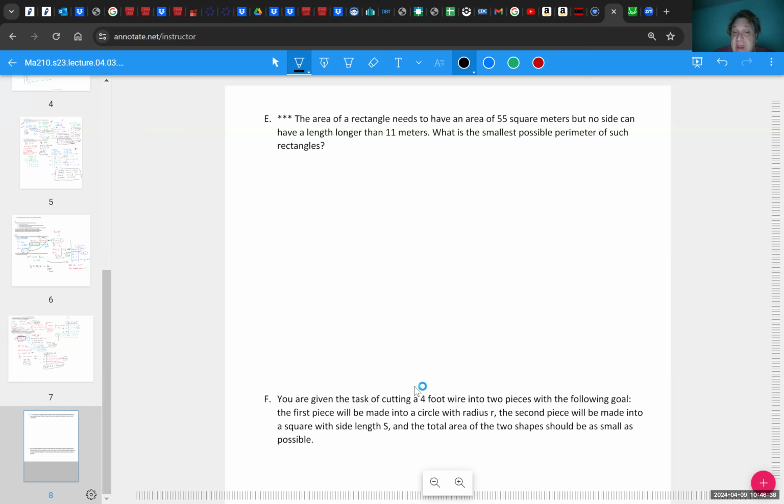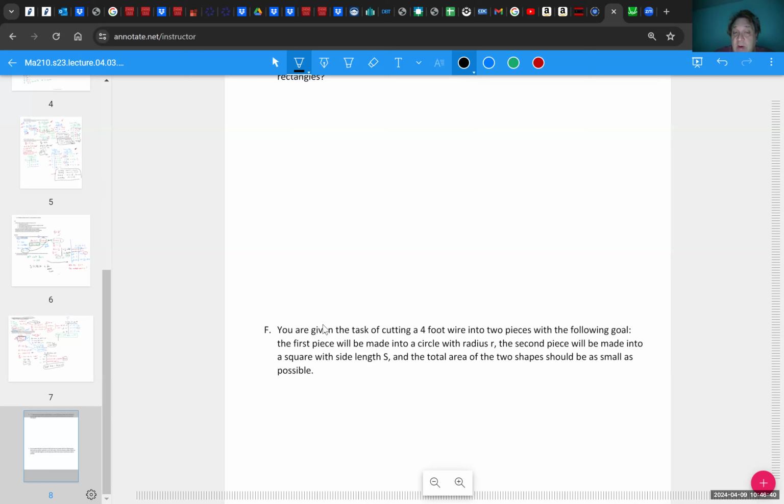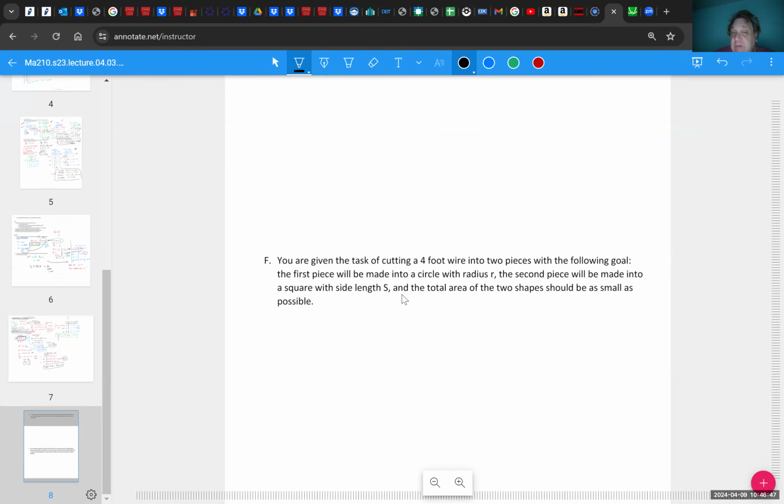And part F is we have a wire. We are given the task of cutting a 4-foot wire into two pieces with the following goal. The first piece will be made into a circle with radius r, and the second piece will be made into a square with side length s. And the total area of the two shapes should be as small as possible. So I'm going to give you a head start with this problem in case you want to pause the video and give these a try.